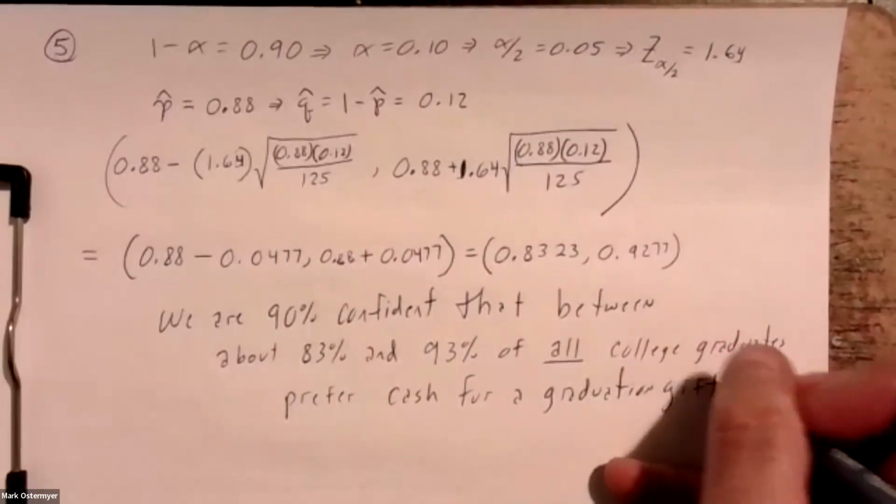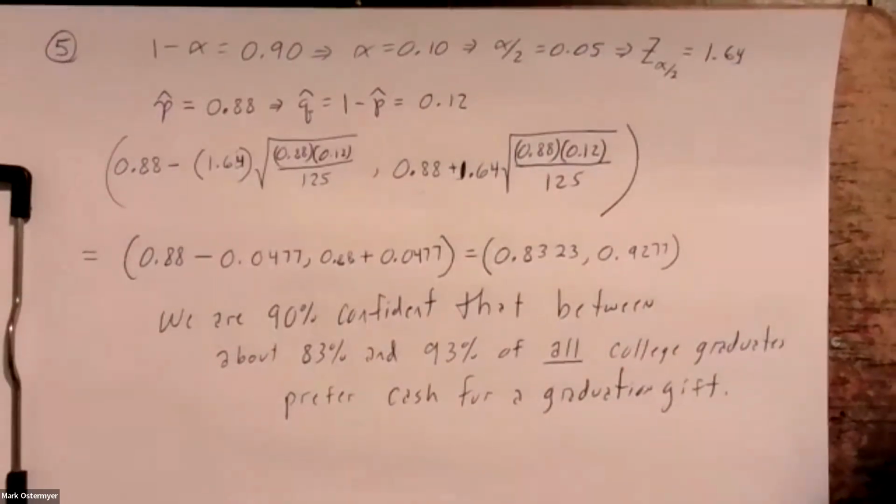Okay, and there you go, ladies and gentlemen. That's how you interpret what that interval is saying. So 90% confidence. That's manually how you put this thing together here. And then we will turn it over to the calculator and show ourselves how to do it using the one prop z int function, the one proportional z interval function.